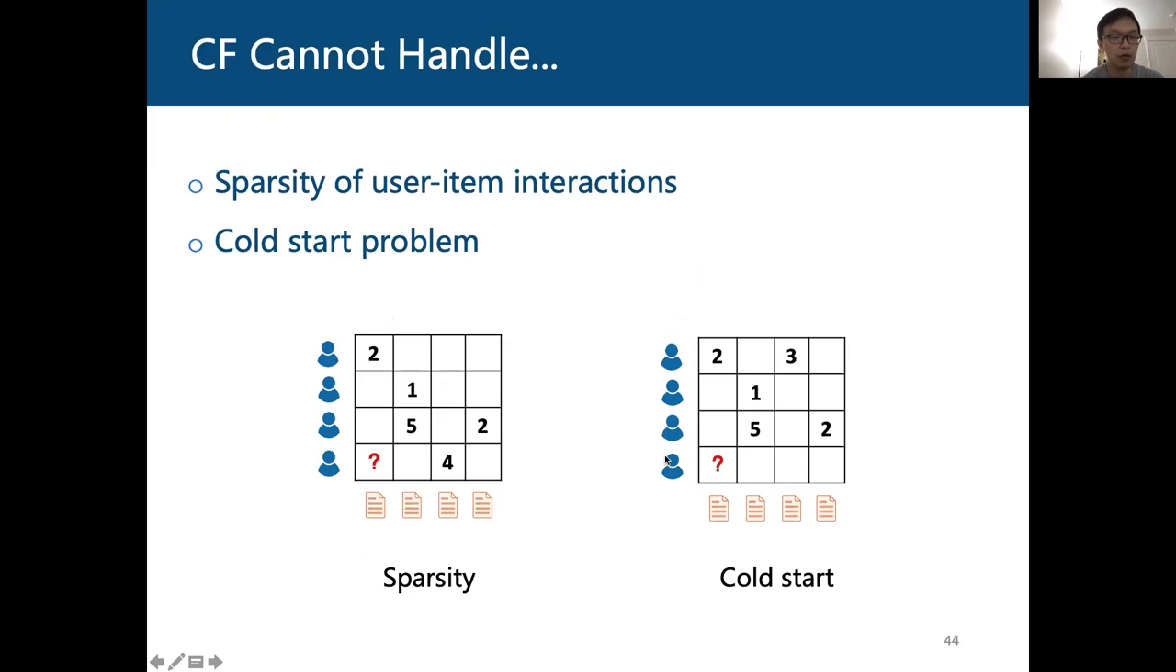But one problem of CF-based methods is that they cannot handle the following two problems. The first is data sparsity. The user-item interactions are usually sparse in practice. Using this limited data to predict a large amount of unknown information will increase the risk of overfitting. And second is the cold-start problem, because CF-based models cannot make recommendations for a new user or new item, because there is no historical information for this newcomer.